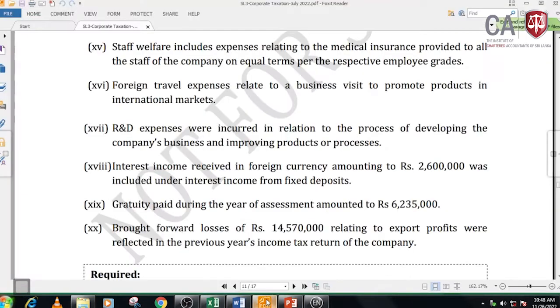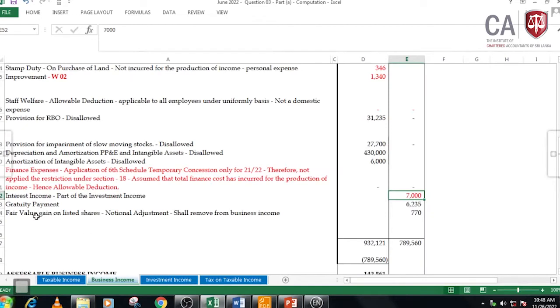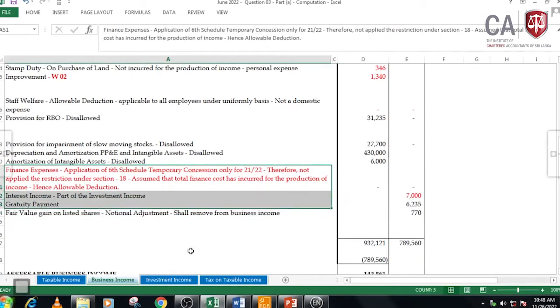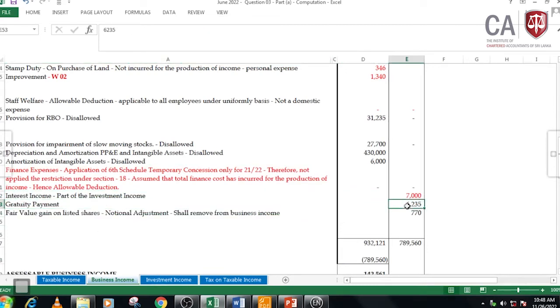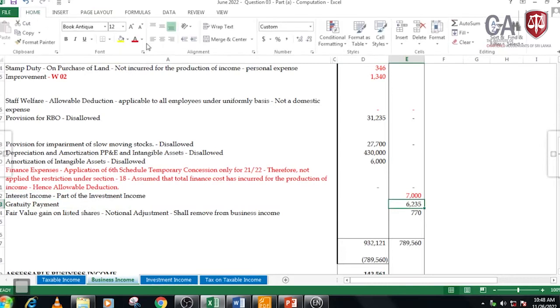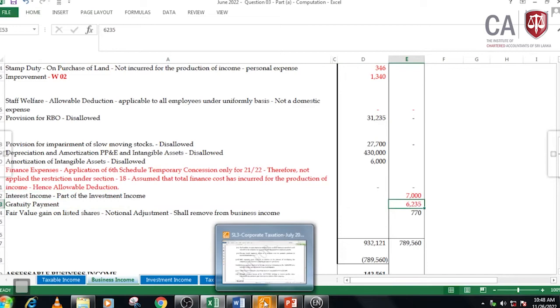Completed. Then the next one, gratuity paid during the year of assessment amounting to 6,235,000, very clear. Then the provision is there, we need to take the gratuity. This is interest income, and the gratuity payment, here we go, 6,235, this shall be deductible. Now what's the next one?